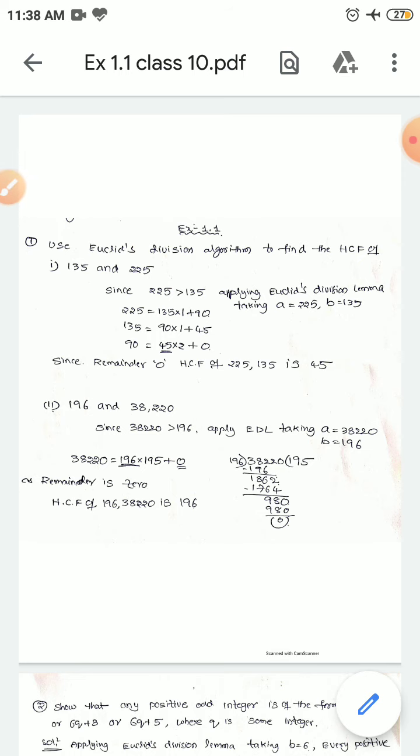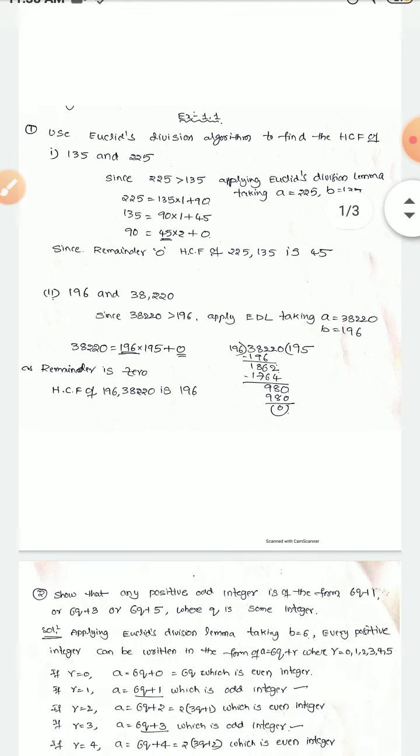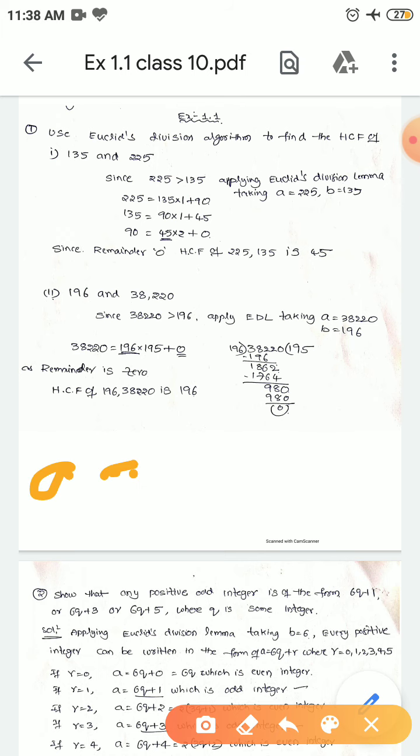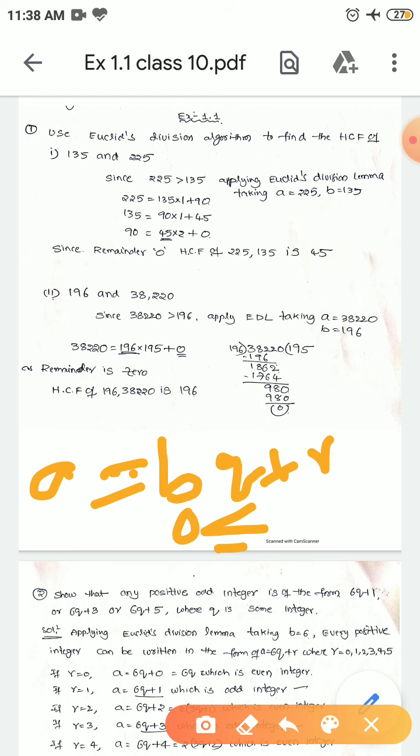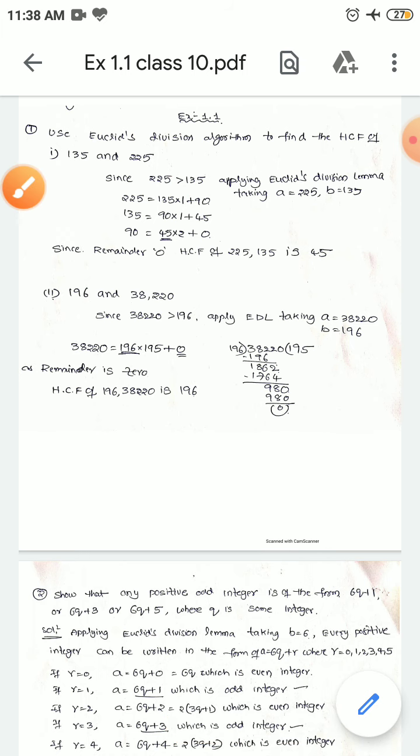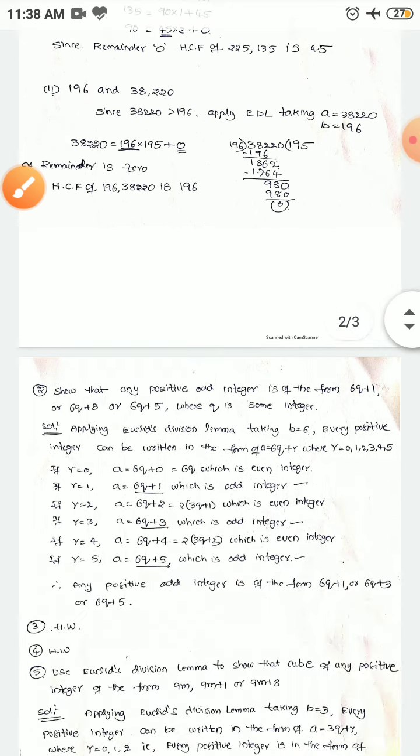Less than 6, do remember here, most of the students get confused with the Euclid division lemma. Whenever you say a equals bq plus r, 0 less than or equal to r less than b, it is compulsory that r is less than b, and it is less than or equal on the left side, because the remainder can be equal to 0.